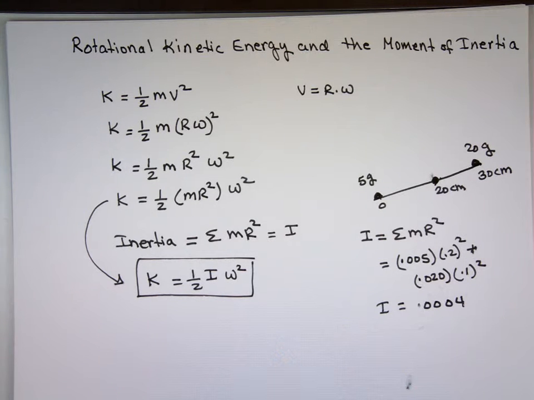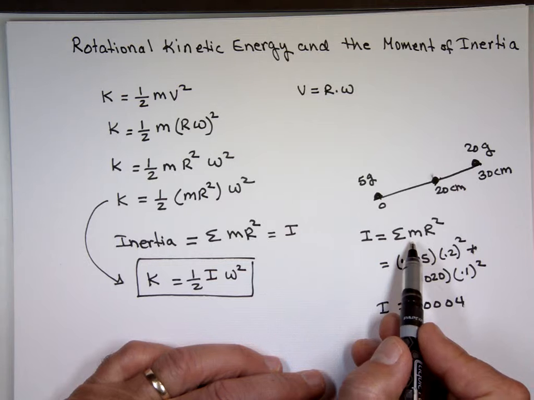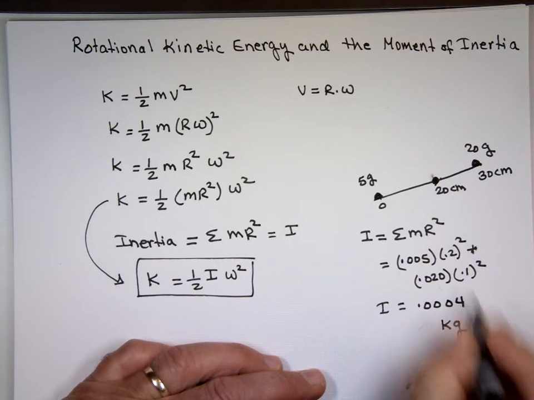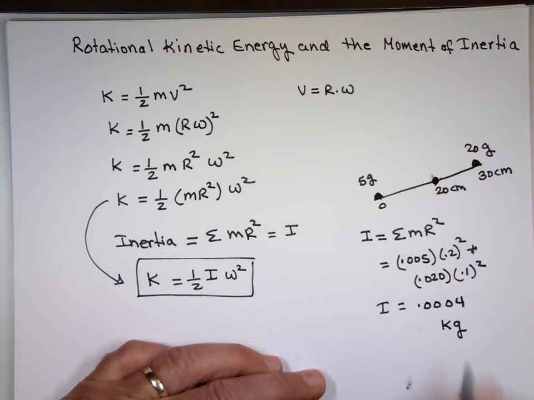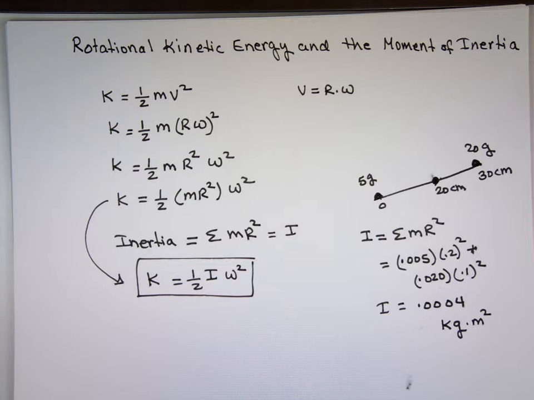What do you think the units for inertia is? What is the unit for the mass? Kilograms. And what is the unit for the radius? Meter. So kilogram meter squared. So the unit for the inertia is going to be this. The value is 0.0004 kilogram meter squared.